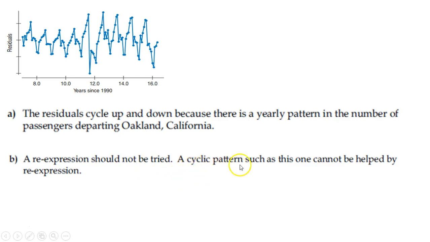A cyclical pattern such as this one cannot be helped by re-expression. It says a re-expression should not be tried, because from experience, anything that looks like it keeps going up and down, some kind of cyclical pattern, can't be helped. There's nothing you can do to re-express it. I mean, you could try it, but it might not help very much.